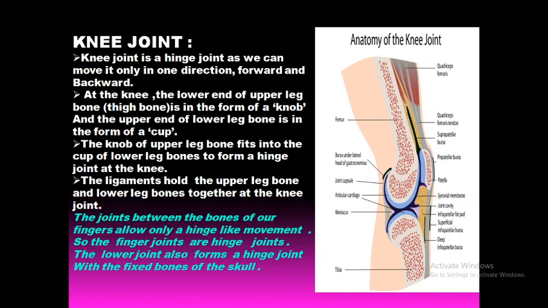The joints between the bones of our fingers allow only a hinge-like movement. You can consider the fingers also; they are also hinge joints. The lower jaw also forms a hinge joint with the fixed bone of the skull. This is also another example.